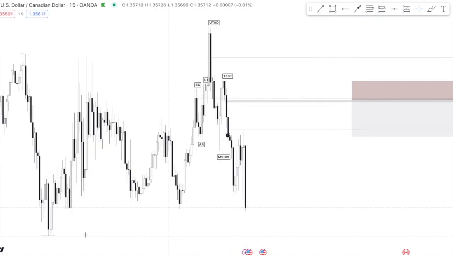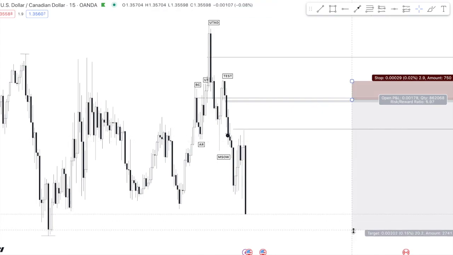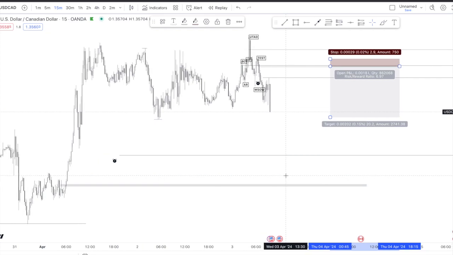And I would work with this as a take profit for now if I can. Give me an 8.5 minimum. It's giving me a 7. So I'll take it to here.